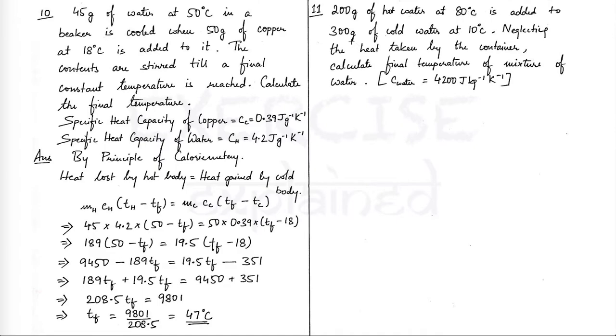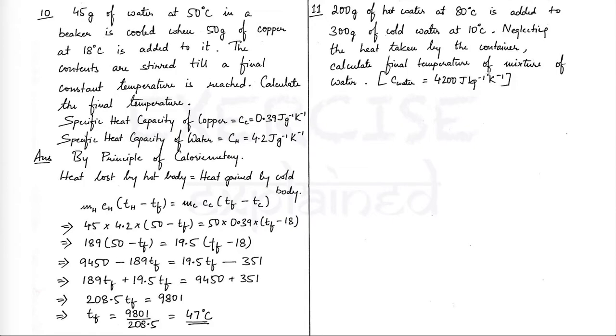Is added to 300 gram of cold water. So mass of cold water is given as 300 grams. Temperature of cold water is given as 10 degrees Celsius. Neglecting the heat taken by the container, calculate final temperature of the mixture of water. Specific heat capacity, since both are water, is given as 4200 joules per kg per Kelvin.